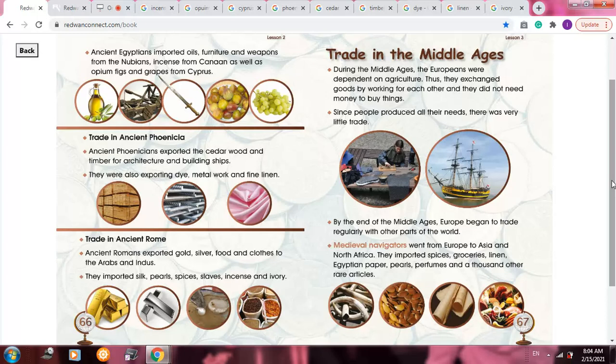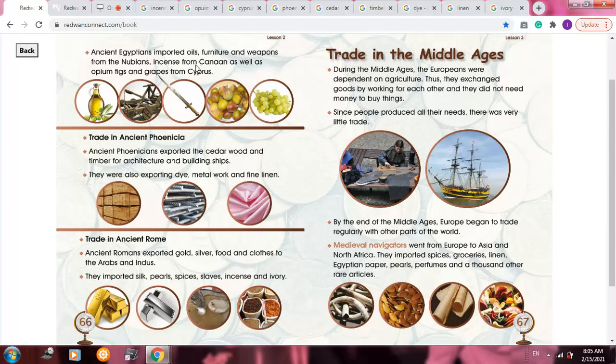So ancient Egyptians, they didn't have these things. That's why they imported them. What did they import? They imported oils. They didn't have oil, as you can see here in the picture. Furniture. They couldn't make furniture back then. And weapons. A lot of weapons, of course, ancient. So the weapons were basically swords and maybe bows, and that's it. Okay, from the Nubians. So where did ancient Egyptians import oils, furniture, and weapons? From the Nubians.